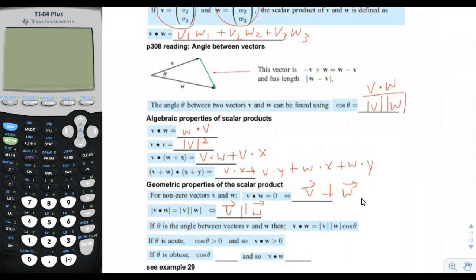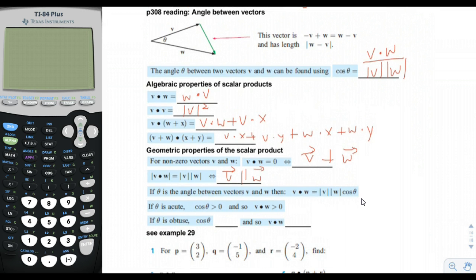If theta is the angle between the vectors v and w, then v dot w is equal to the magnitude of v times the magnitude of w times the cosine of theta. If theta is acute, then cosine theta is greater than 0, and so v dot w is greater than 0. If theta is obtuse, cosine theta is less than 0, so v dot w is less than 0.